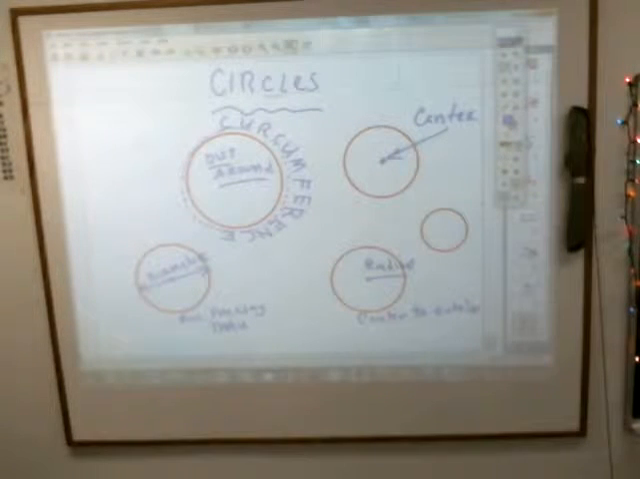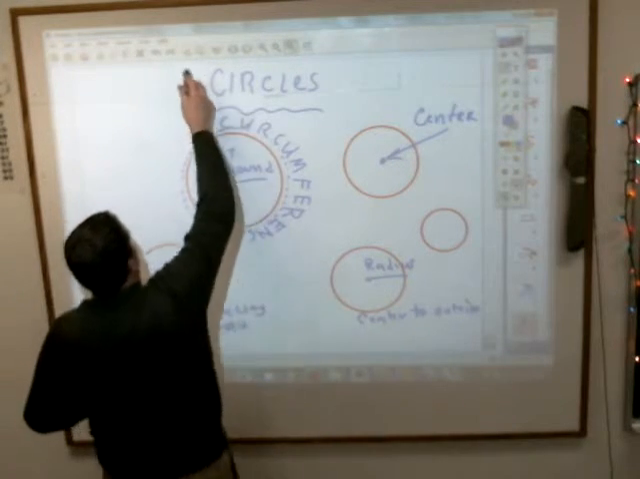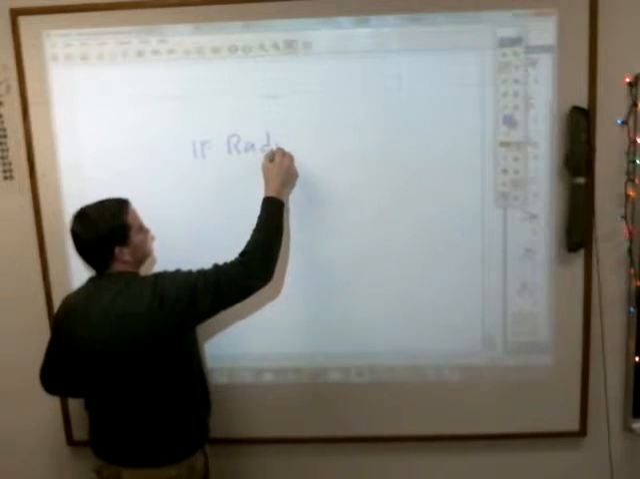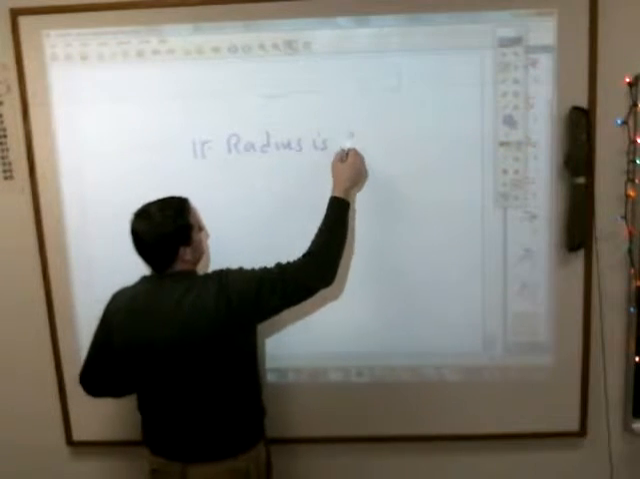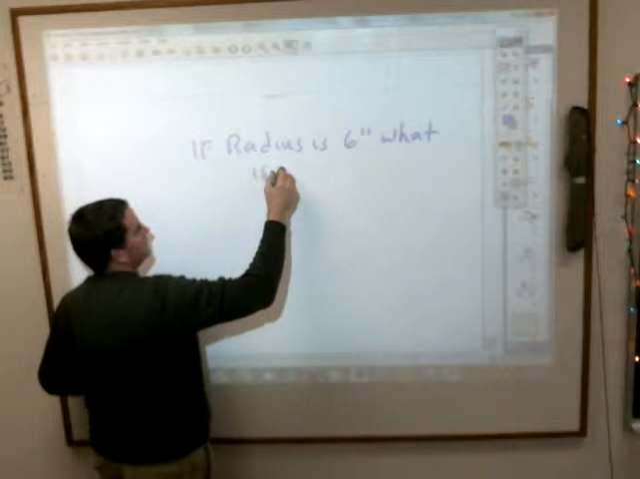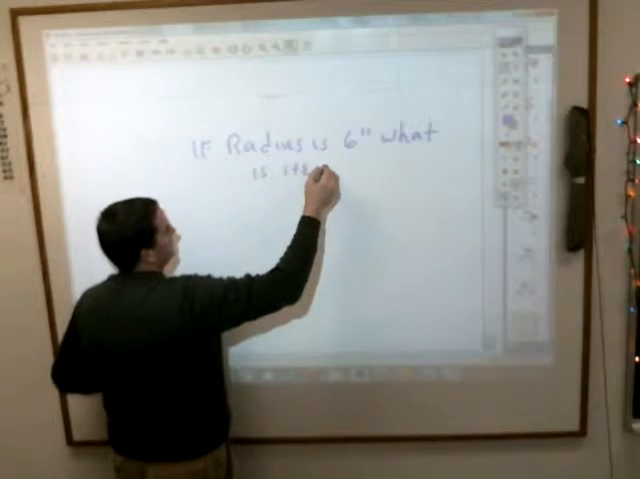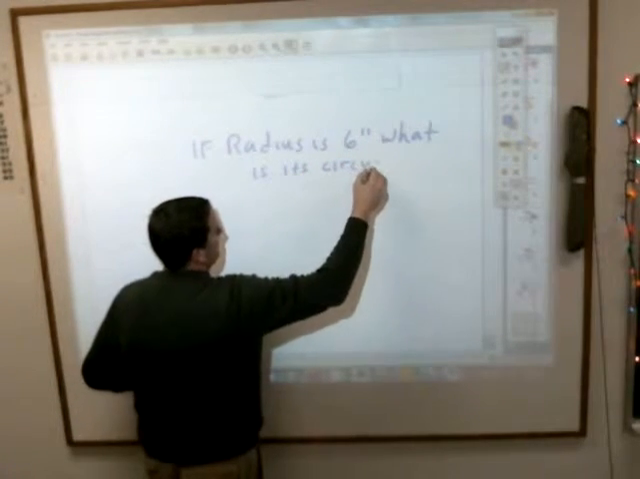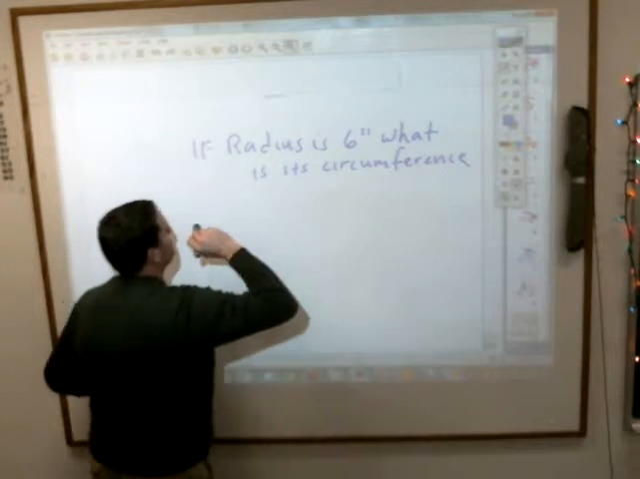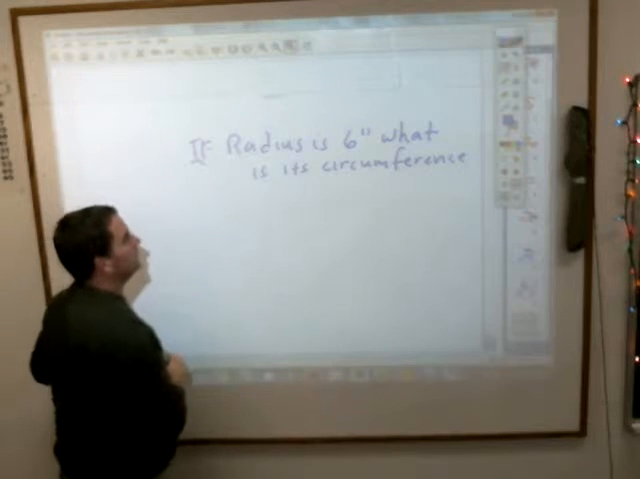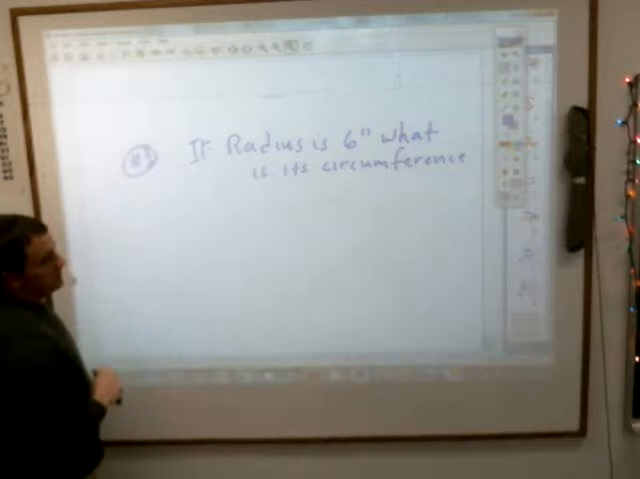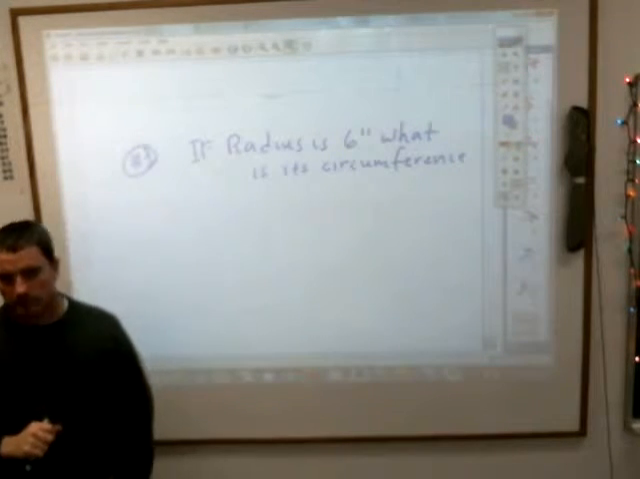If the radius of a circle is 6 inches, what is the diameter? Now, let's write this down. If the radius is 6 inches, what is its circumference? Now, before I hear a whole bunch of people spouting off answers, which probably are all going to be the same, if you see this problem in your book, let's say that's problem number 1 for tomorrow.